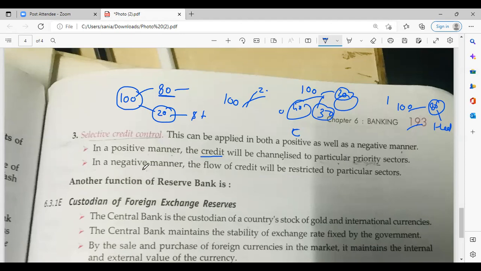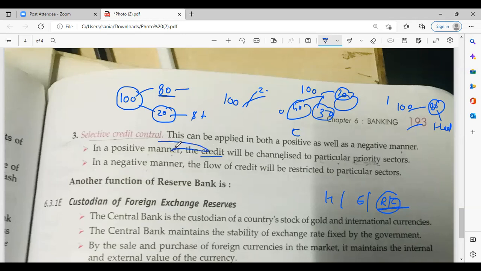Okay, and then coming to negative manner, the flow of credit will be restricted to a particular sector. For example, there are lots of sectors: health sector, education sector, and the restaurant and club sector. I gave loan to the health sector, education sector, everyone, but I said I won't be giving loan to this sector. I restricted this sector from taking loan. So that was a negative. Why? Because it was useless to give loan to this industry, because restaurants and clubs are not going to be a good point for the economy. So I said no, I won't be giving you loan. This is how I do credit control.